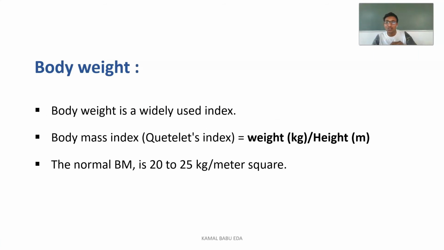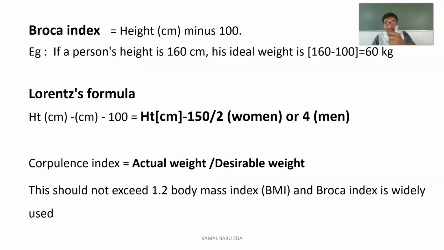So if you see the body weight, here body weight is widely used. If you see body mass index, as I said, the Quetelet's index, weight in kg by height in meters squared. The normal BMI here is like 20 to 25 kg per meter square. So based on the height of the person, if a person is like 3 meters or 2.5 meters height, the ideal weight should be like 50 to 55 kgs or 75 kgs. That's what the BMI is saying here. So the normal weight per meter square according to the BMI is like 20 to 25 kg.